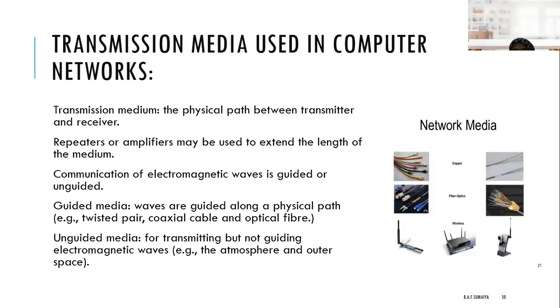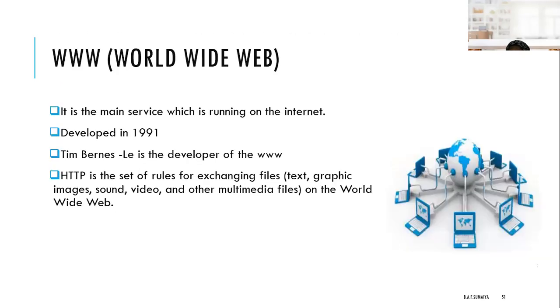Transmission media used in computer networks. Transmission medium is the physical path between the transmitter and the receiver. Repeaters or amplifiers may be used to extend the length of the medium. Communication of electromagnetic waves is guided or unguided. Guided media: waves are guided along a physical path. Example, twisted pair, coaxial cable, and optical fiber. Unguided media: for transmitting but not guiding electromagnetic waves. Example, the atmosphere and outer space.